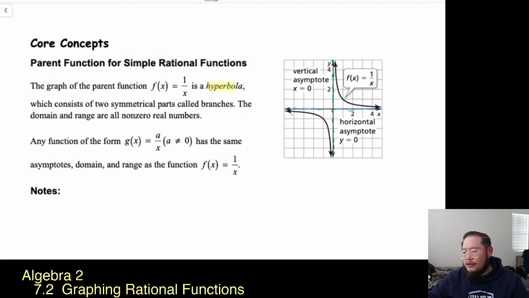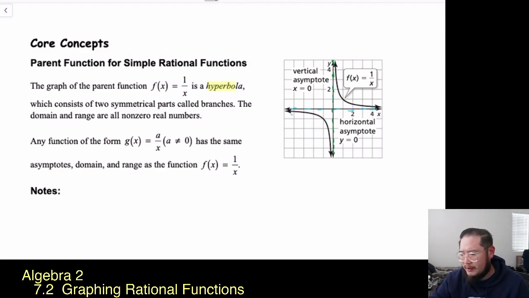So we have a vertical and horizontal asymptote, and remember, the function will get close to the asymptotes but not cross. That's once again the important thing there. As we read in the next part, it says the domain and range are all non-zero real numbers.